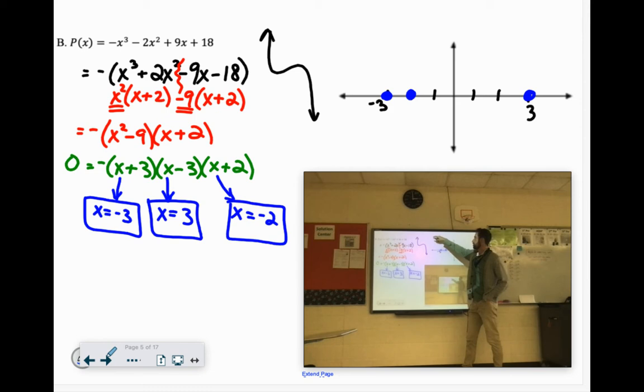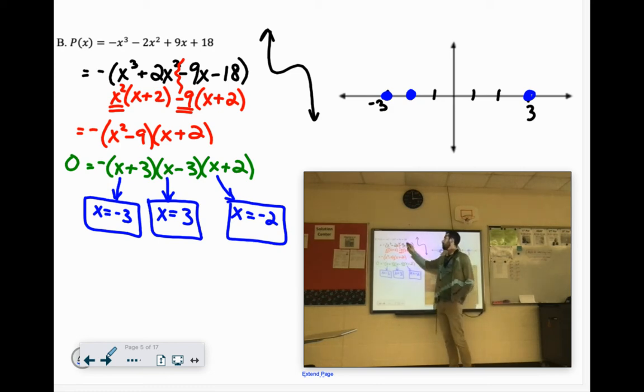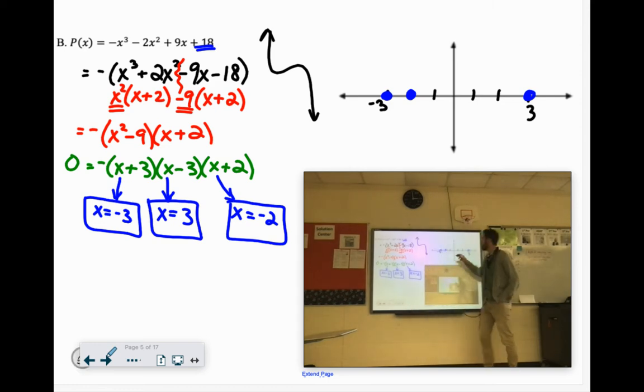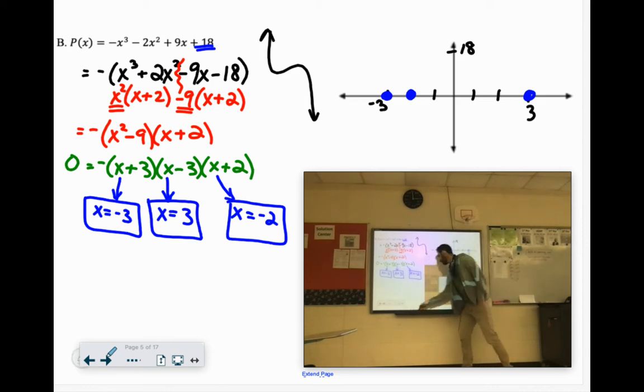Now we know it's negative, so it's going to start up top, come back around, and then the y-intercept is always the number without any variables on it. So it's going to intercept at positive 18. Now this, of course, will not be to scale, right? Because if this is 3, 18 would be like a mile up in the air. So it's also going to cross up there.